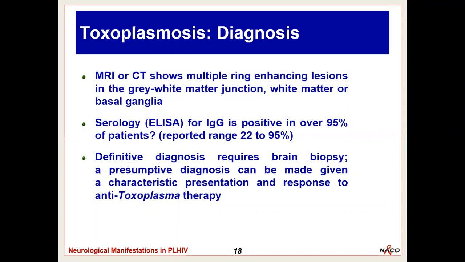Serology for IgG is positive in almost 95% of patients. So that's something which we do. And then definitely a presumptive diagnosis is usually made when you have a characteristic presentation and then you see the response to anti-toxoplasma therapy. That's something which, you can say, we even do on a routine basis, because we do not always have the approach for definitive diagnosis, which is brain biopsy. Next slide, please.